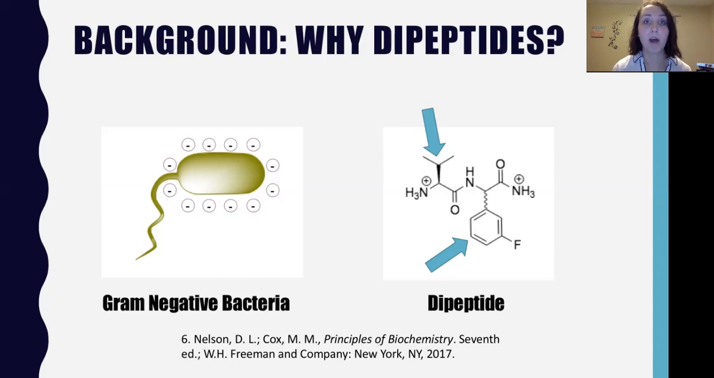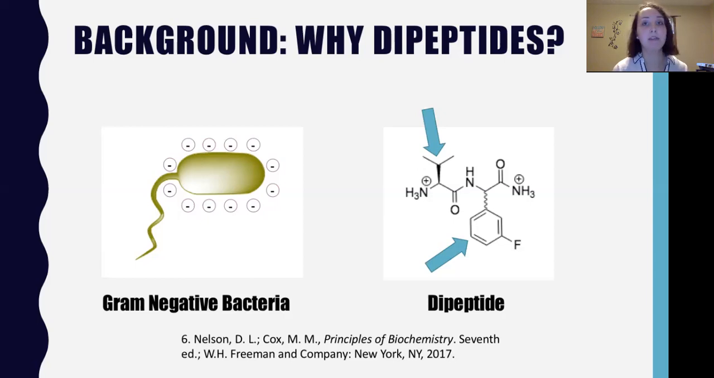Another reason why dipeptides are a good choice is because in a bacteria, there's a cell membrane, and it consists of what's called a lipid bilayer. Our dipeptides have certain components that like lipids, and these are the ones that are pointed to by the blue arrow. They like lipids, so they can penetrate the bacteria very easily and cause the bacteria to lyse.